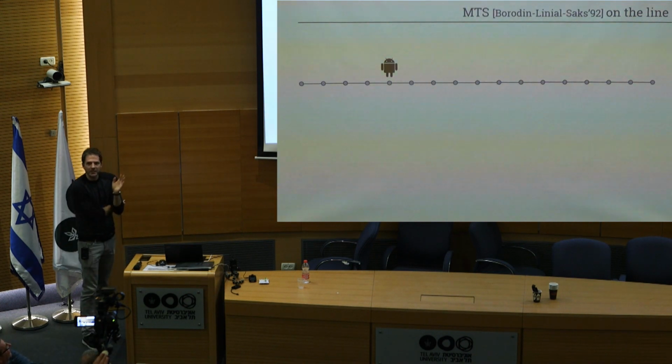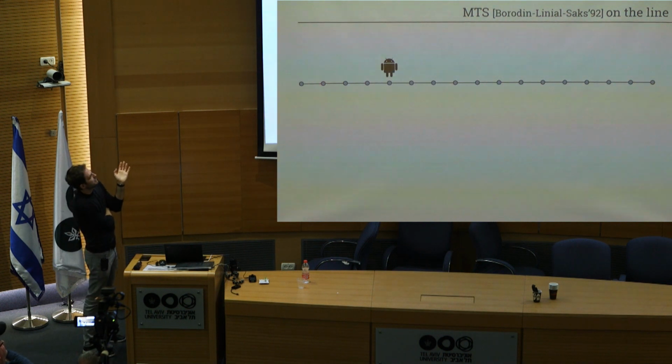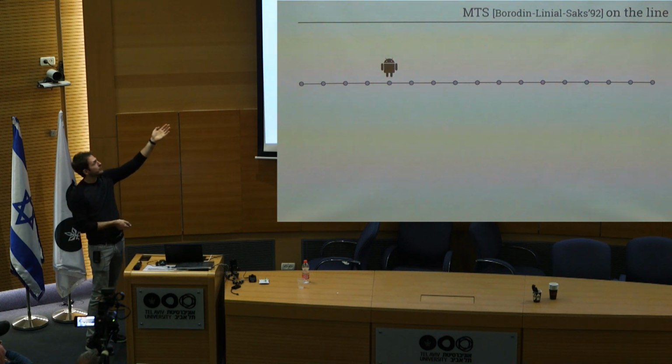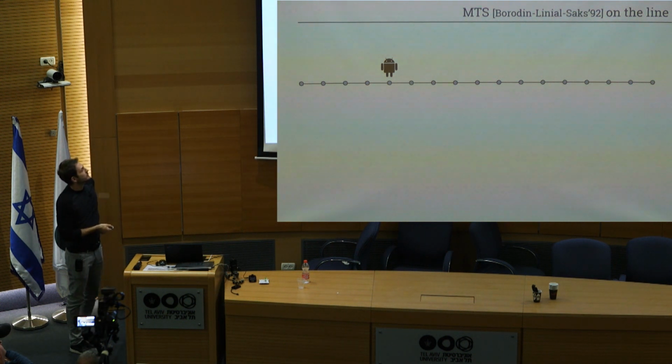Okay, so let me tell you a very simple problem in competitive analysis. This is MTS on a line. Here are n equally spaced points. You can think of it as if you identify with this robot. Yeah, I kind of do. So, you're sitting on the line somewhere.